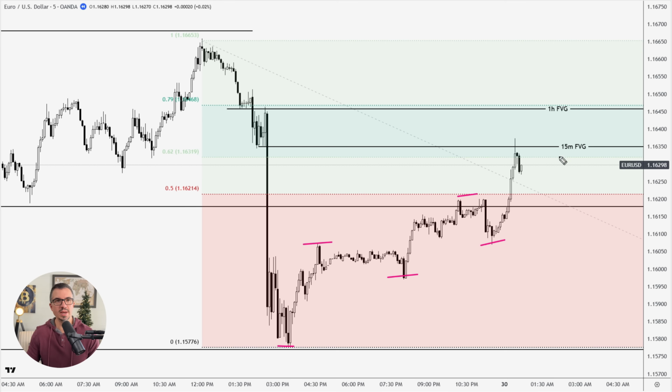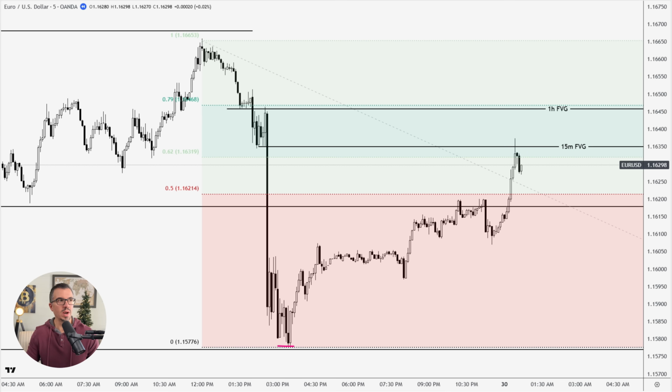And so what I need to see at this point, even though we've come up here and tagged this level, I don't know if this is going to hold. For all I know, the market could just continue making higher highs and higher lows, right? And then just reverse this entire move. We've seen it before. And so in order to have a very high conviction trade setup, I need more confluence within this region.